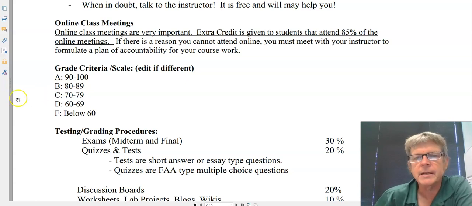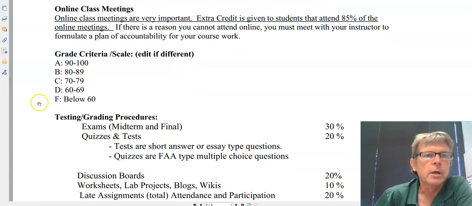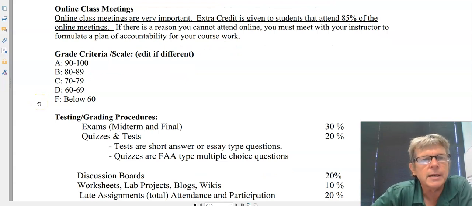But you can maintain some privacy there if that's what you want. Okay, the grade criteria. A is 90 to 100, B is 80 to 89, C is 70 to 79. You guys can read this. Below 60 is an F.